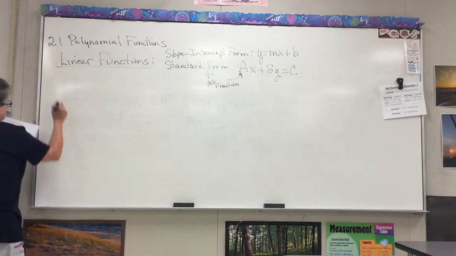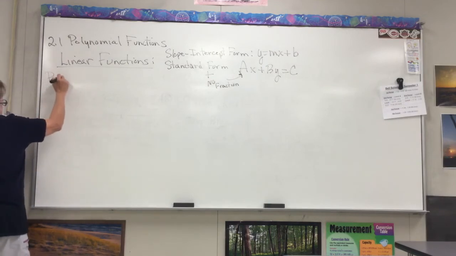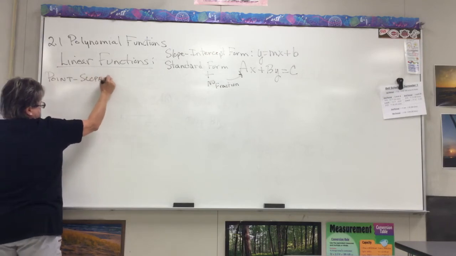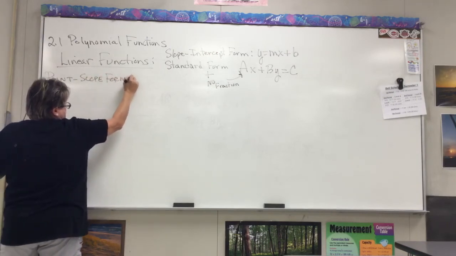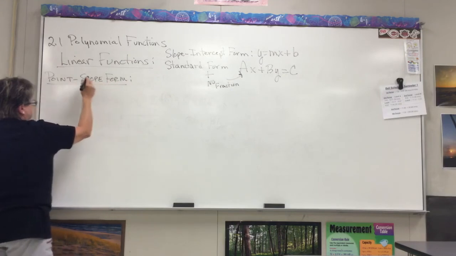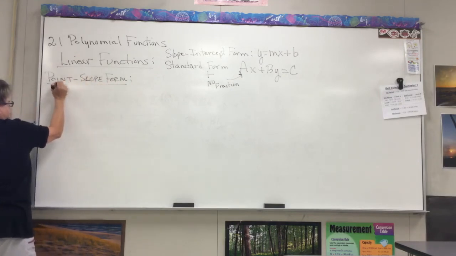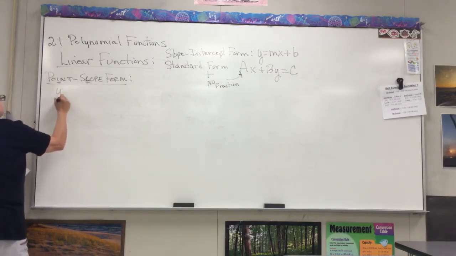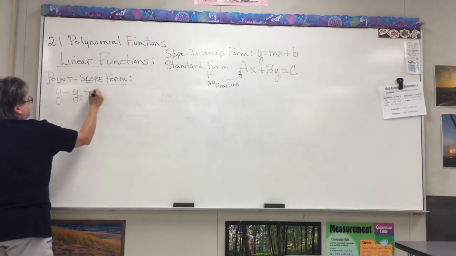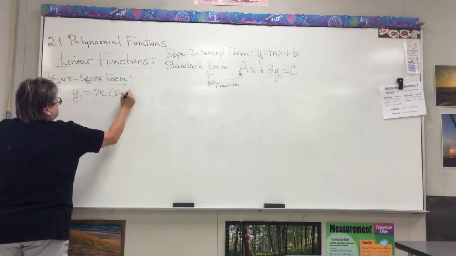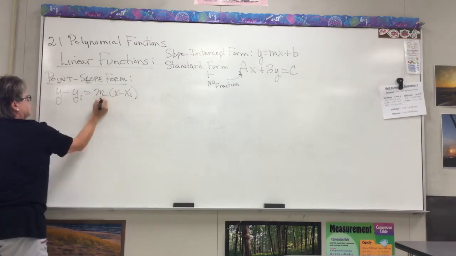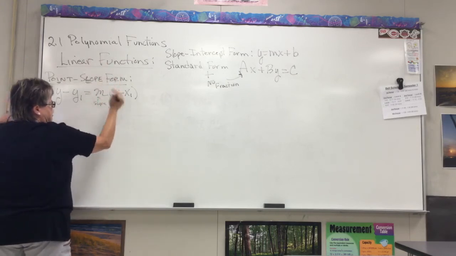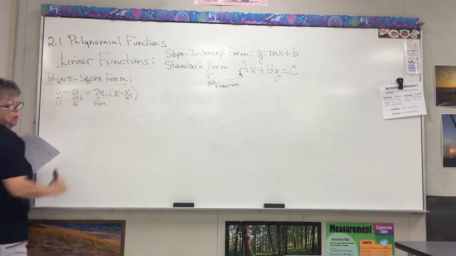And then lastly, is called linear function point-slope form. This one is very useful. It involves a point and a slope, thus the creative name, where you can do y minus y1 equals m times x minus x1, where m is your slope, and then the point that's involved is your x1 and your y1.